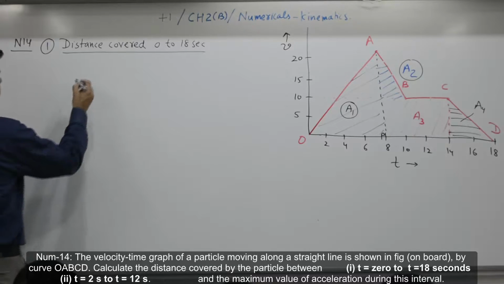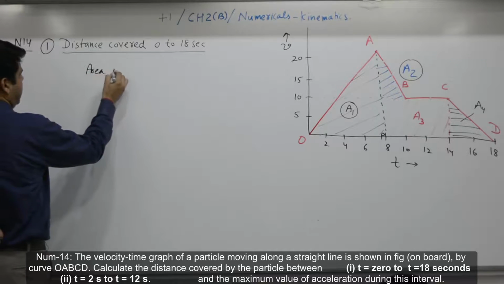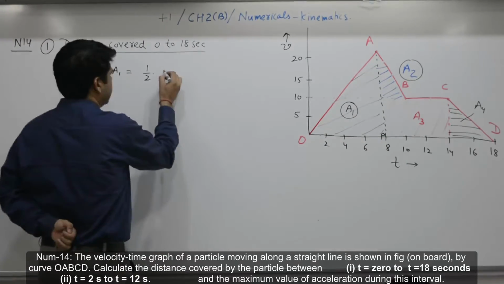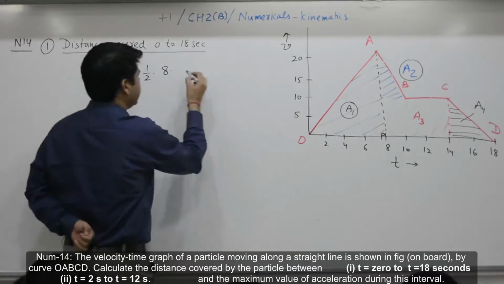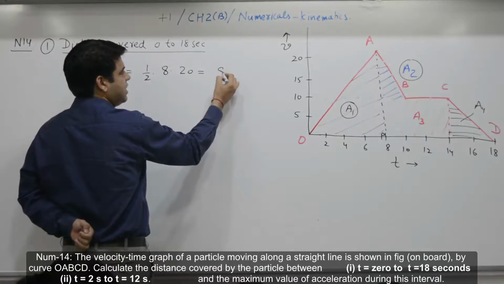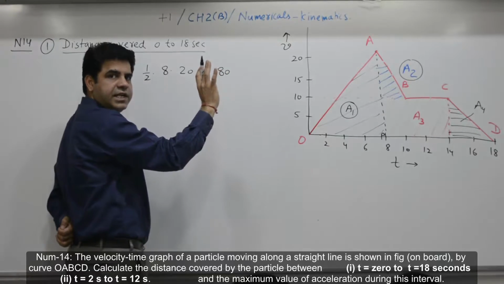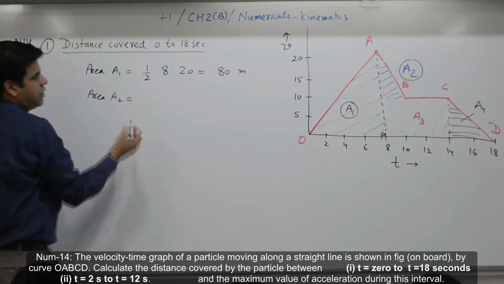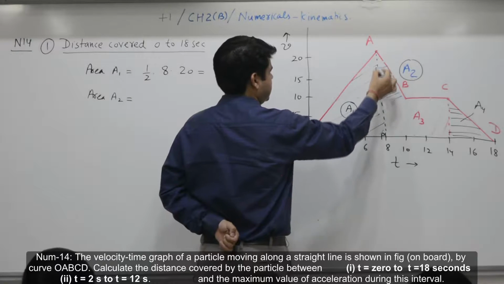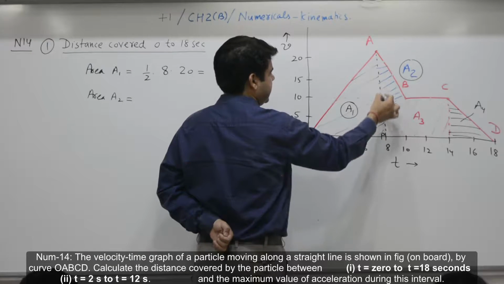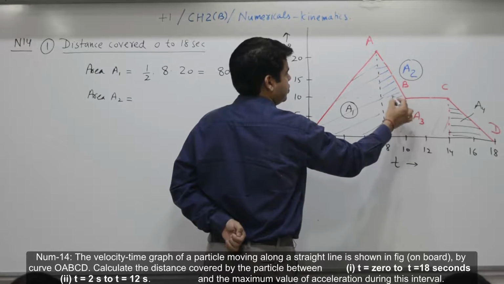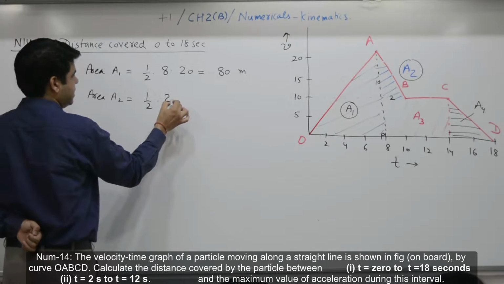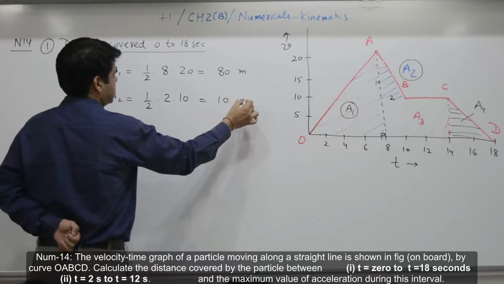Yes, A1 comes out to be what? Area A1, 1 by 2, base. Base is how much? 8. Height, 20. How much? 80 units, 80 meters. Area A2, yes. A2 is, this is how much? 10 to 20, that means this height is 10, this is 8 to 10, 2. So this is 10, this is 2. 1 by 2 base into height, 10 meters.